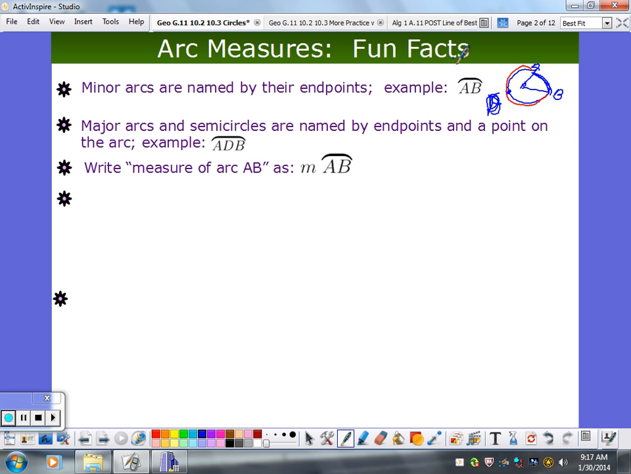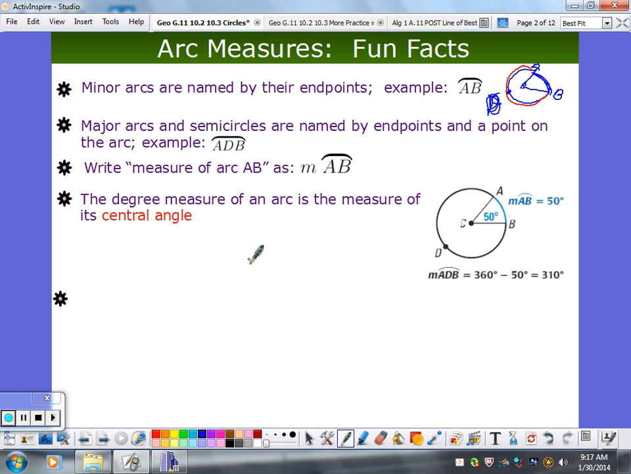The way we say I want the measure of the arc, this is like having an angle versus a measure of an angle. Well, this is an arc. What's the measure of AB? You can just put a little m in front, just like you do with angles. So the measure of AB, this is the actual arc itself. This is its measure in degrees.